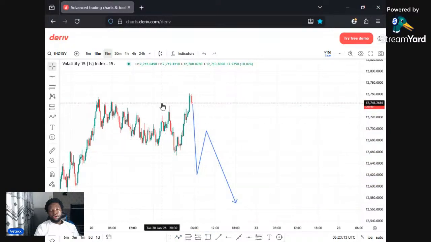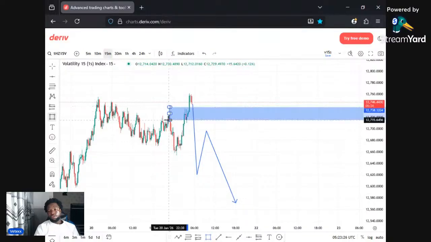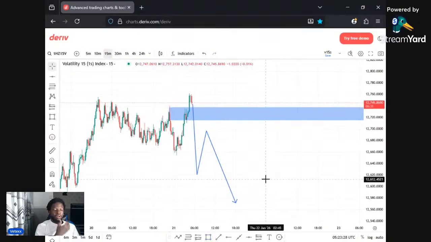So this becomes our sweep of liquidity. This becomes our protected high. This becomes our structural liquidity, our first break, second break, and we anticipate price to come into this zone and then tap into our point of interest and then sell to the opposite direction. So that is what we'll be anticipating on V15S today. Aside from that, there's nothing happening on V15S.